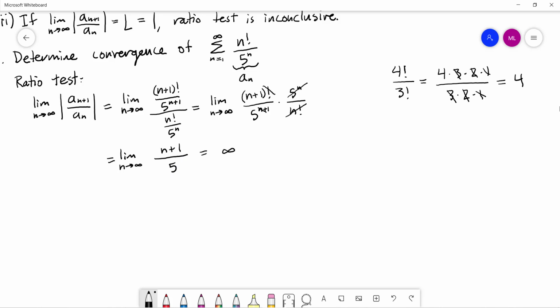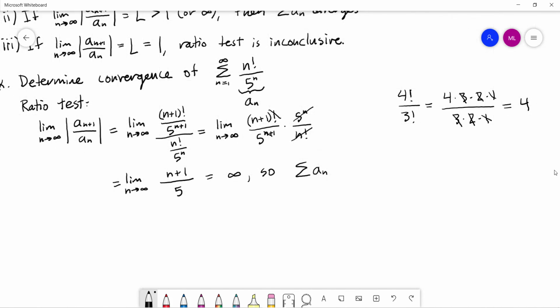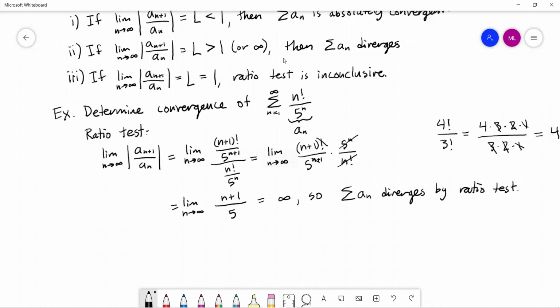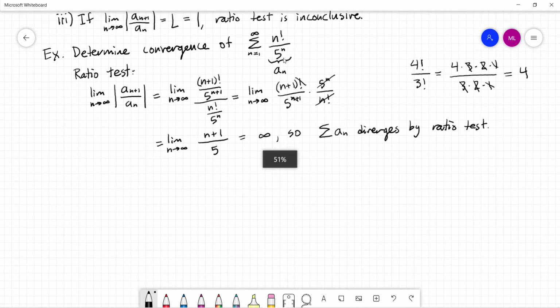That thing diverges. It goes to infinity. And so that means that the whole original series that we were looking at up here, whoa, this whole series is going to diverge by the ratio test. Incidentally, we hopefully should have known that before we started this problem.